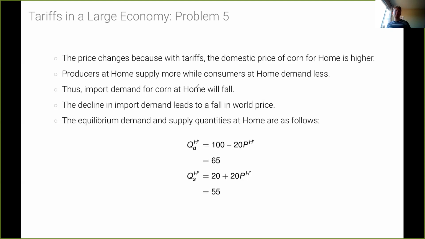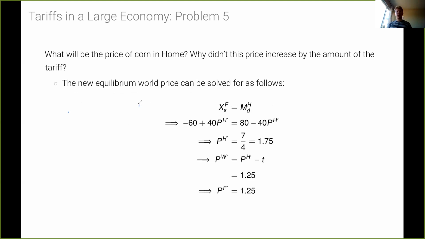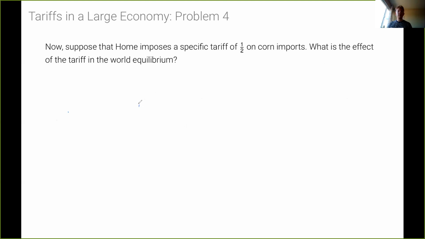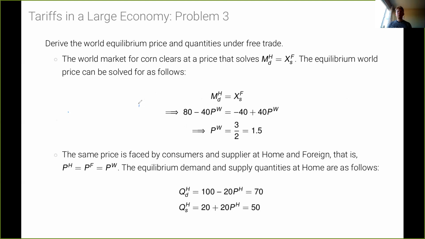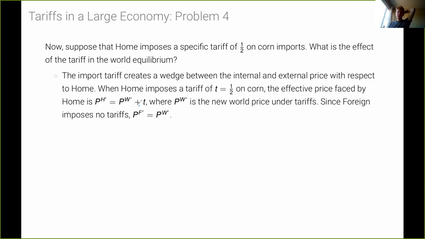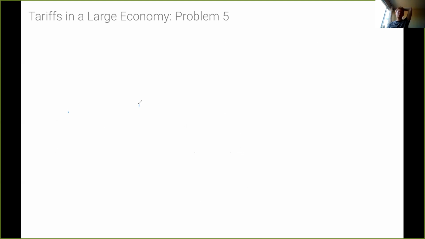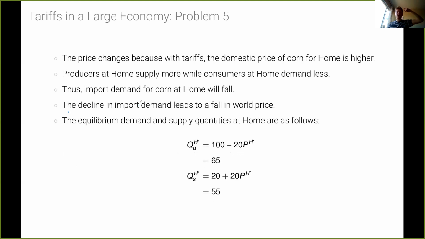This is all the same as what we saw in tariffs with a small economy, but the new part here is that the decline in import demand is going to lead to a decline in the world price. So if we go back, we note that the world price is now 1.25. Well, before the world price was 1.5, and so we can note that home's application of a tariff has actually decreased the world price.